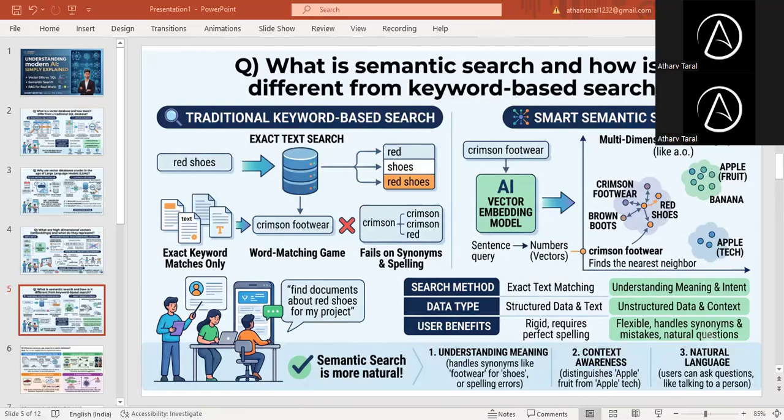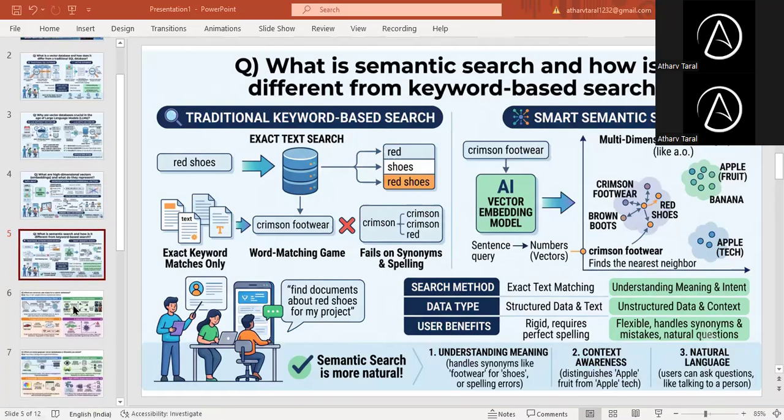So to summarize, keyword search is about what word you type, but semantic search is about what it actually means. In modern AI projects, we prefer semantic search because it is much more flexible and feels way more natural for the users. So: understanding the meaning, context awareness, natural language, like that.